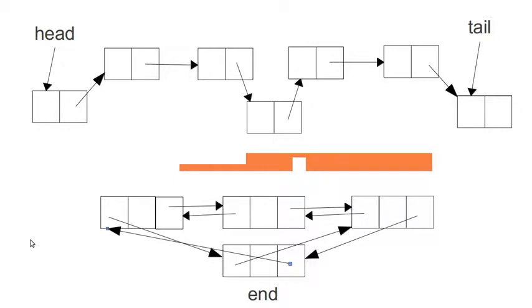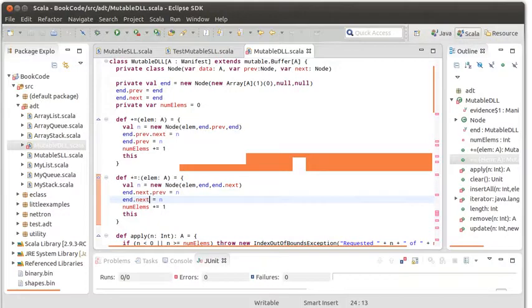So in this case, I'm doing my insert over here at the beginning. So I make a new node, it needs to point to this first element, and it needs to point back to end. And then we need to reset and have this one's previous point back and have end's next point to the new node. And that is exactly what we've done here in the code.